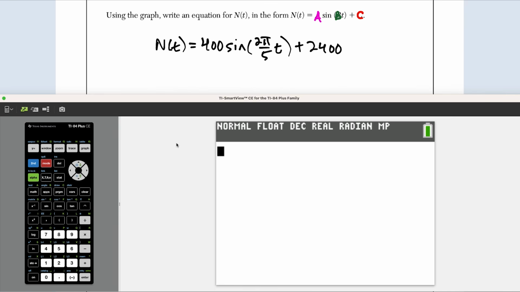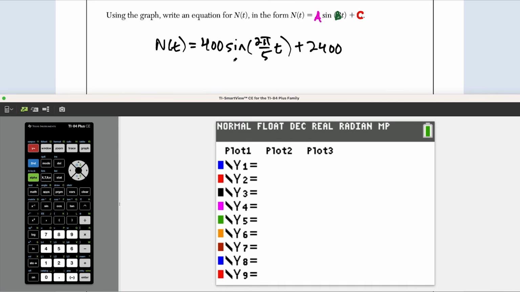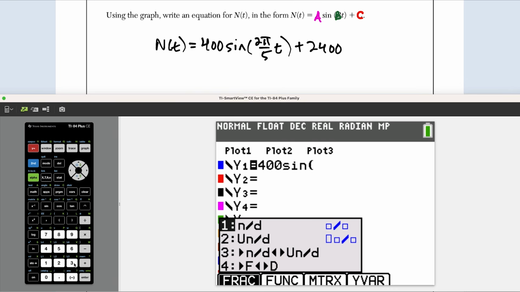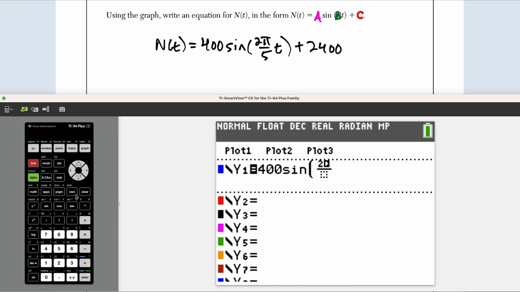So now let's verify that our function is good. And to graph this, we have to make sure that we're in radian mode, because when you're graphing trig functions, you have to be in radians. So for this part here, we have 400, and now we have sine of 2 pi over 5. I'll use alpha y equals enter to pull up a blank fraction. And we have 2 pi over 5, and we're multiplying by t here, but we're going to use x because that's our calculator's variable button. And then we're going to write plus 2,400.